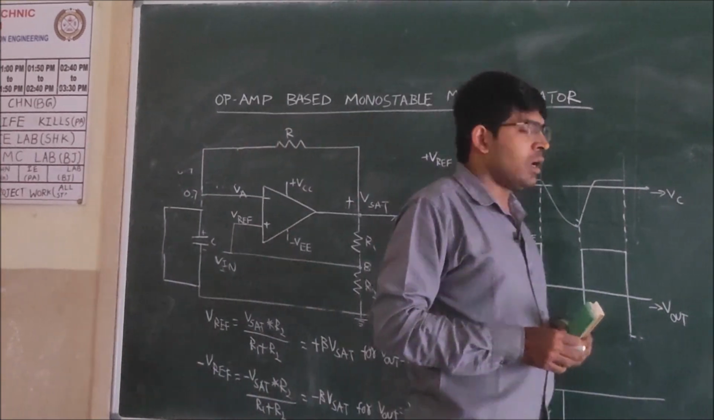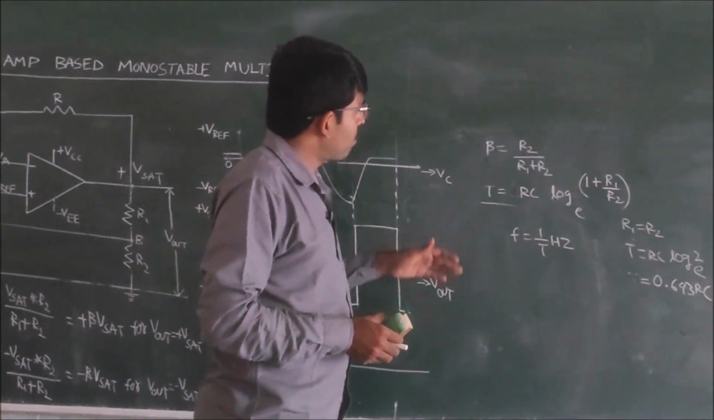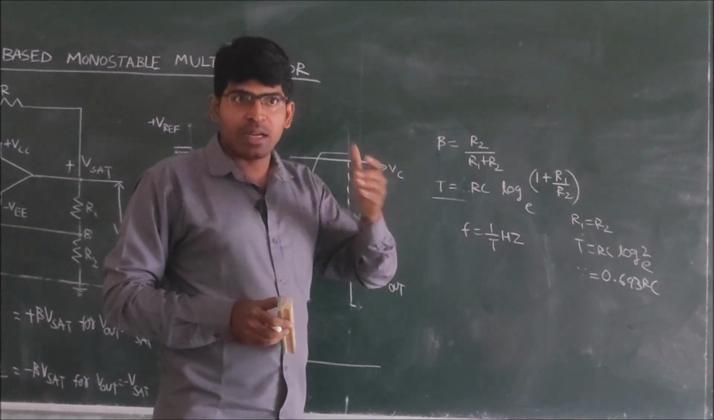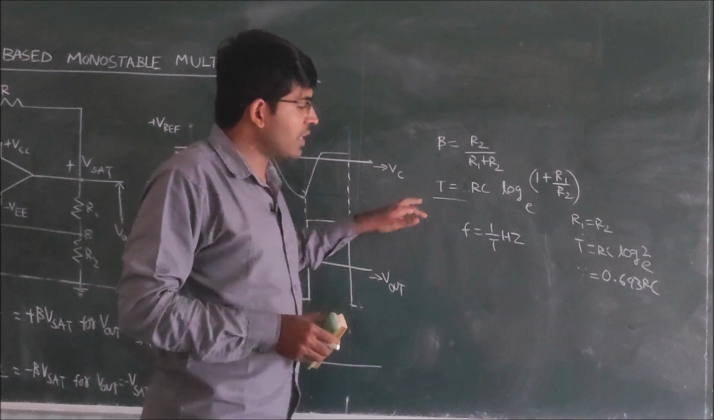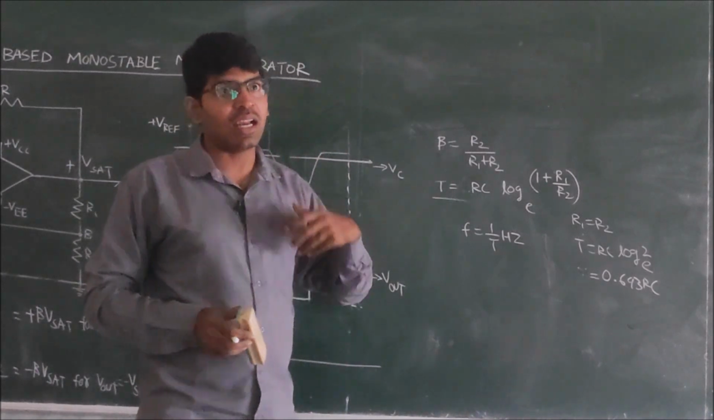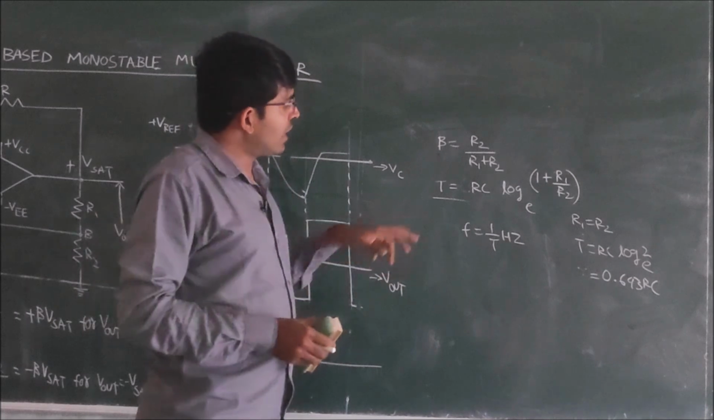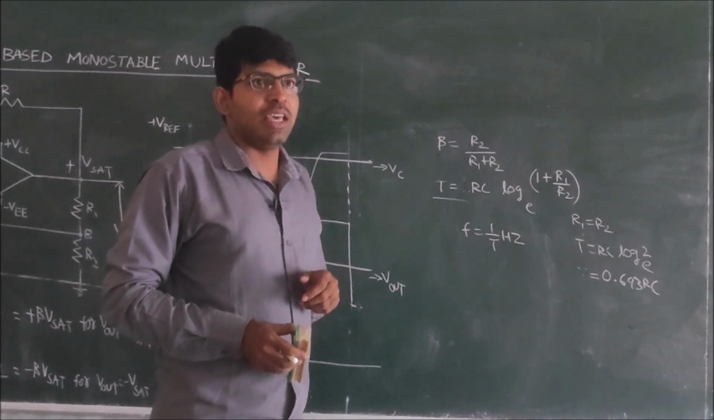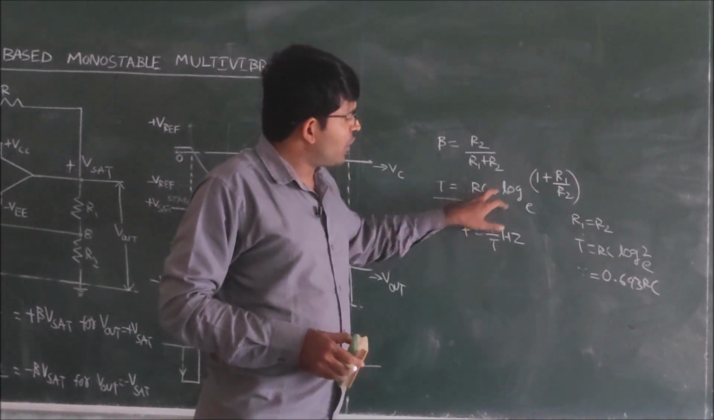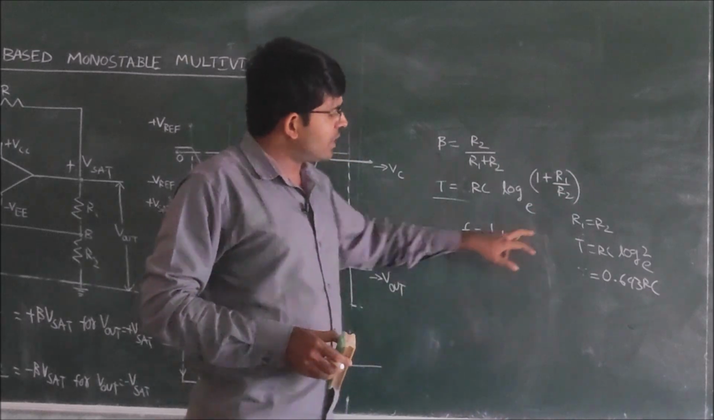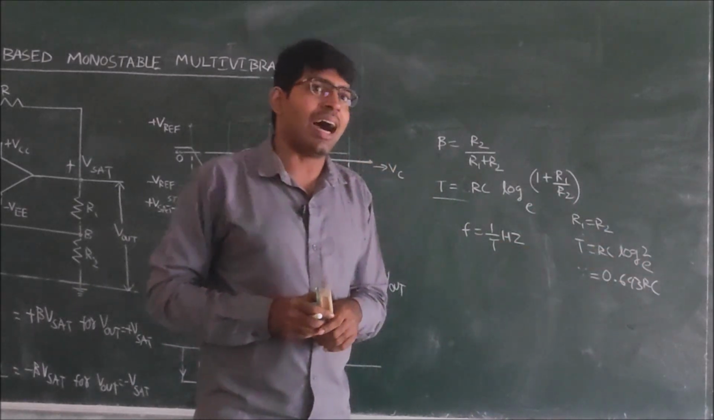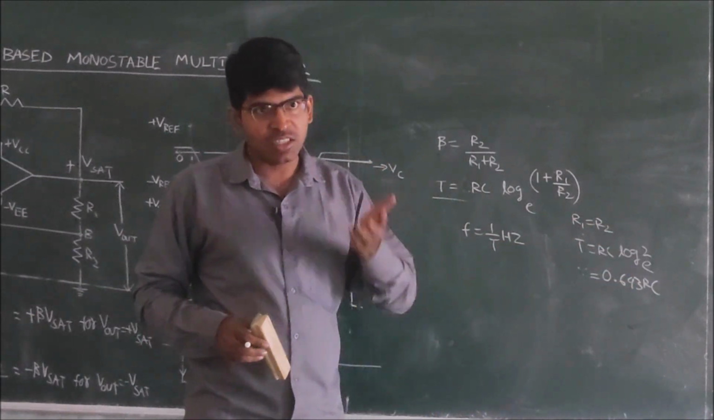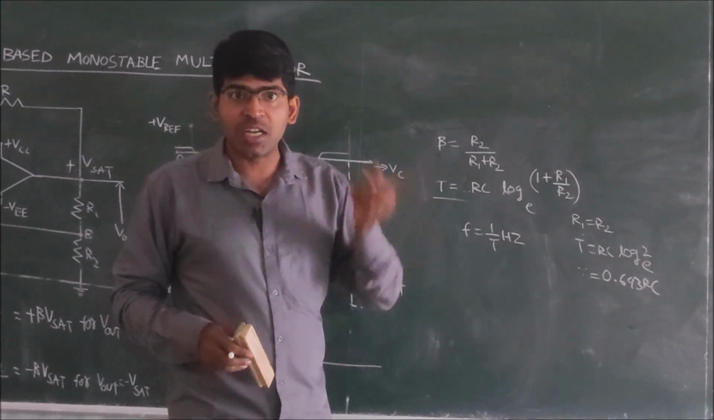And now we discuss the time period T for which the monostable multivibrator remains in the quasi-stable state, or we can call it the unstable state. How much time will it remain? That will be decided by RC log of 1 plus R1 by R2. So if R1 and R2 are equal, then the time period is 0.693 RC. This much time it will stay in the quasi-stable state. After that it will change its state from minus Vsat to plus Vsat automatically.